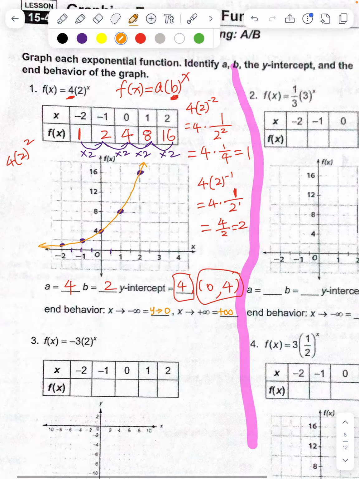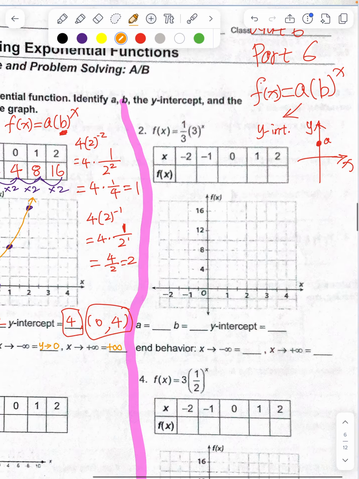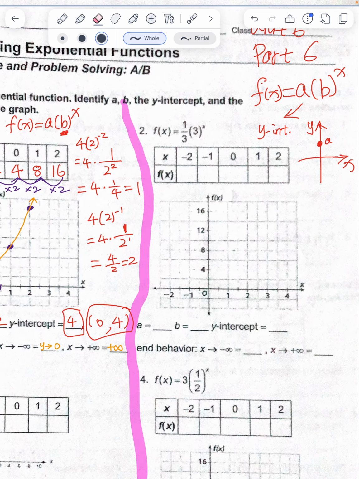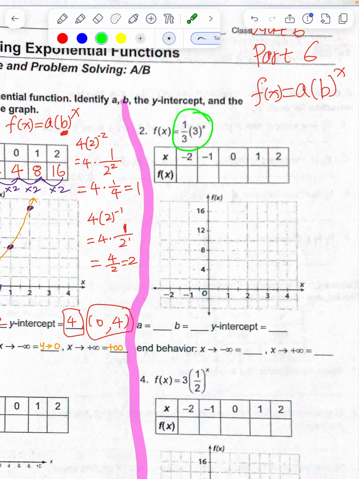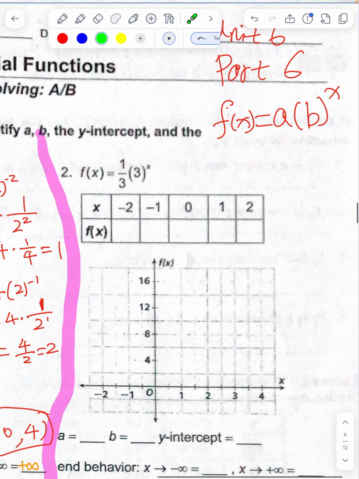So the first one is done. Let's do a second one. Let me erase some here. Okay, the function equals 1/3 times 3 raised to the x power. Okay, let's start with the -2 first.